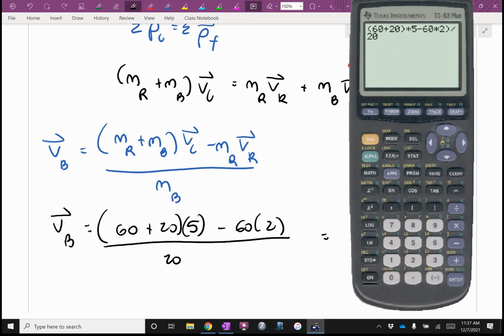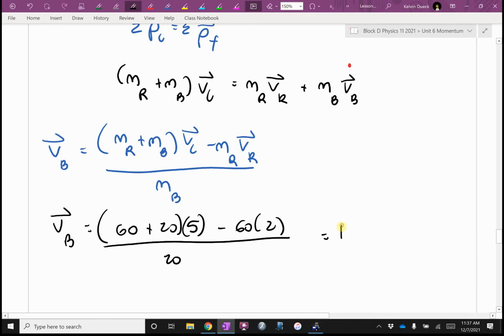Error. Where's my error? Wow, I should have done a double bracket. That's sloppy, Mr. Dewick. 14? And to the right. That's the law of conservation of momentum. It says the momentum you start with equals the momentum you finish with.